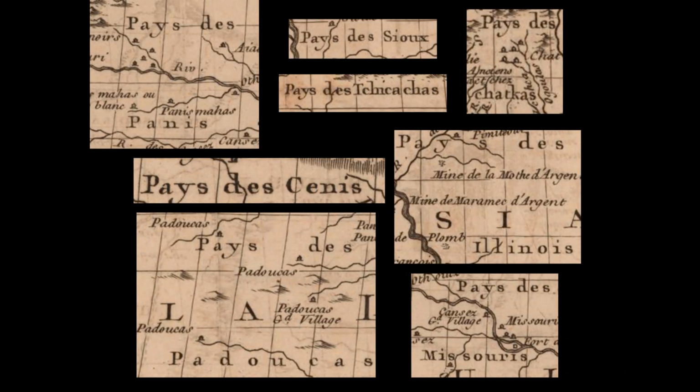All over that map, which looked like it had great open spaces, what you see is again and again, this is the land of the Sioux, this is the land of the Paducas, this is the land of the Illinois, this is the land of the Missouris. They are recognizing first and foremost in their maps, this is somebody else's land.